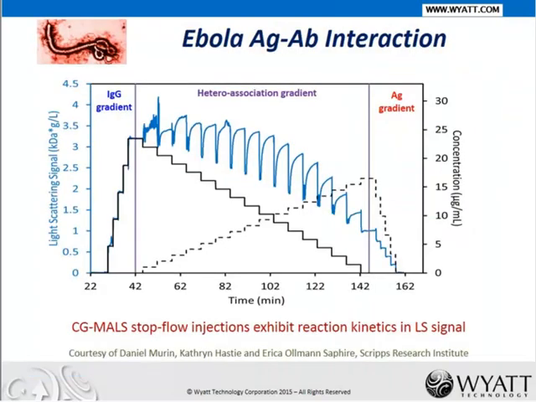So now let's go back to this Ebola antigen-antibody binding study. The experiment can be divided into three segments. The first is just the self-association of the antibody. So it just measures the scattered intensity at different antibody concentrations. The middle part is the heteroassociation of the antibody and antigen at 15 different compositions. And the last segment is the self-association of the antigen.